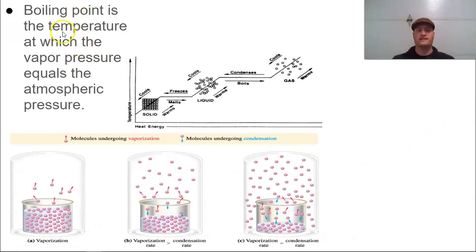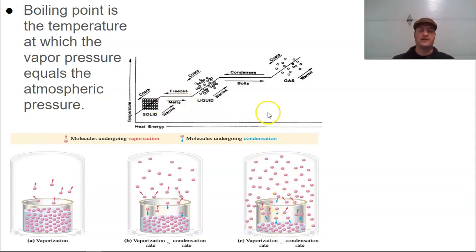Now, boiling point is the temperature at which the vapor pressure equals the atmospheric pressure. The idea is that if we have nothing around it, vaporization takes place very easily at the surface. They overcome the attractive forces and boom. When the vaporization rate is higher than the condensation rate, you get it to vaporize. Once they're equal, this becomes an equilibrium and the net vaporization stops. It's kind of at a saturation point.